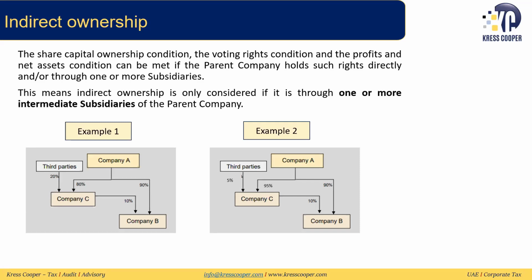So in this case, this condition will not be met for indirect ownership. But for example 2, where company A is owning 95% in company C, this first condition is being met, and then the second condition, where it is meeting more than 95% with direct and indirect ownership together. So this is how the indirect ownership will work.